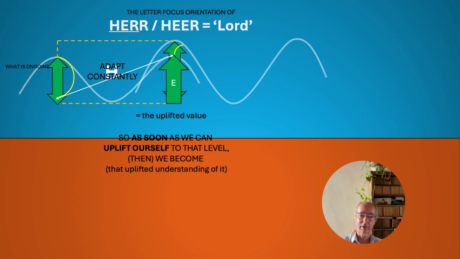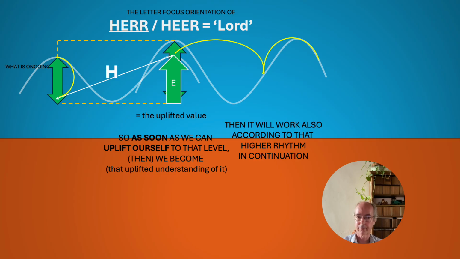But that only works via constant adaptation to what we see and notice, and really deal with what we notice and adapt to it constantly. So that with a double R as well, it will also work that according to that higher rhythm, we can keep that in continuation. The things that we sense of like, okay, these might be of a higher order, I will respect that, and I will keep to respect that.